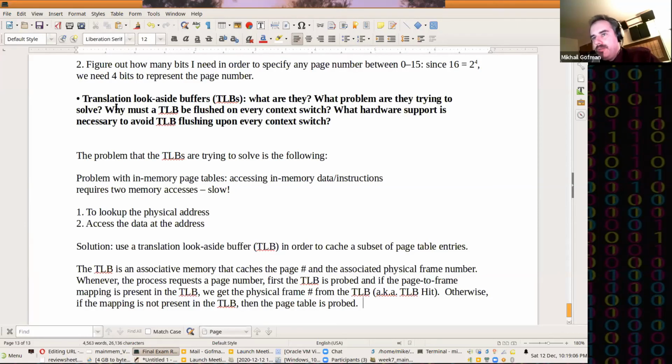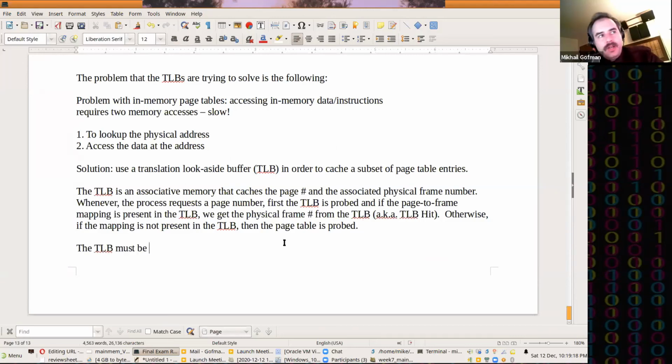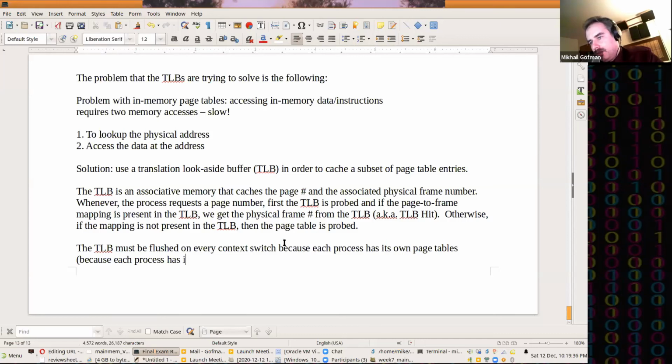Now, the next part of the question asks, why must a TLB be flushed on each context switch? So let's talk about that. So the TLB must be flushed on every context switch because each process has its own page tables, okay? Because each process has its own virtual memory. Context switch, so that was a part of the midterm. So context switch is when we switch the CPU between processes, okay?